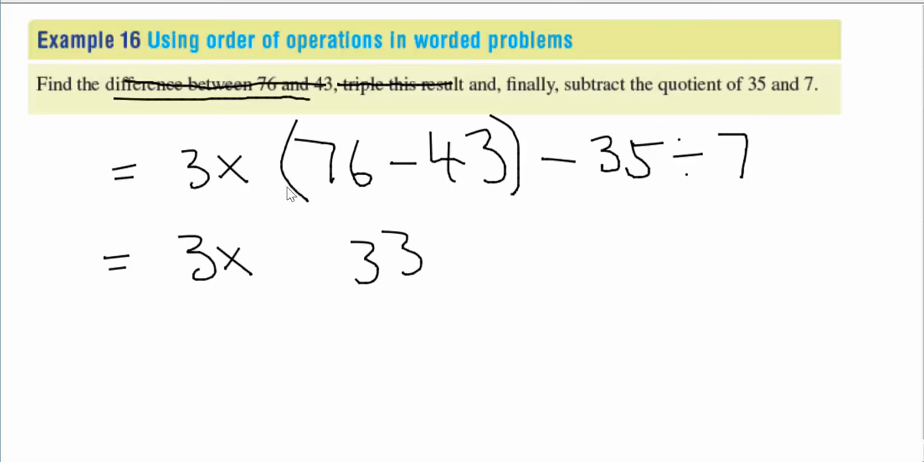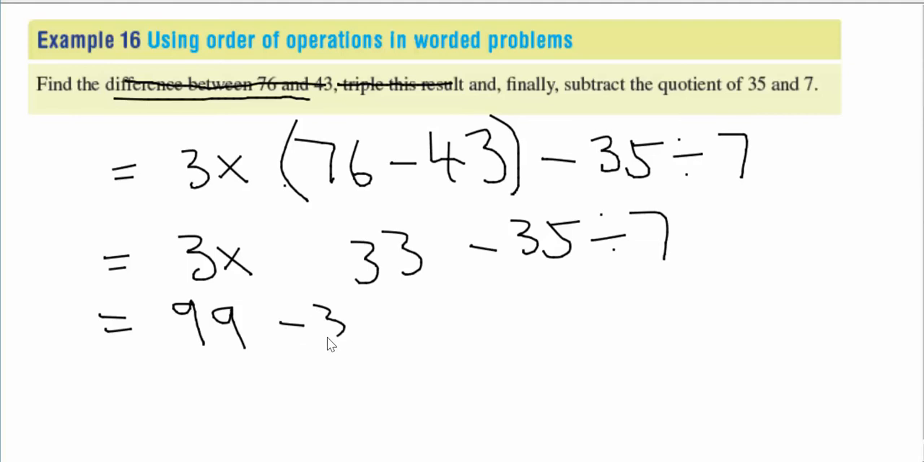Okay, so that's all I've dealt with. Now I'm going to minus the 35 divided by 7. So I'm not dealing with anything else now. Okay, now I'm left with multiplication, a subtraction and division. So I'm going to do my multiplication and division from left to right. So 3 multiplied by 33 gives me 99 minus 35 divided by 7.